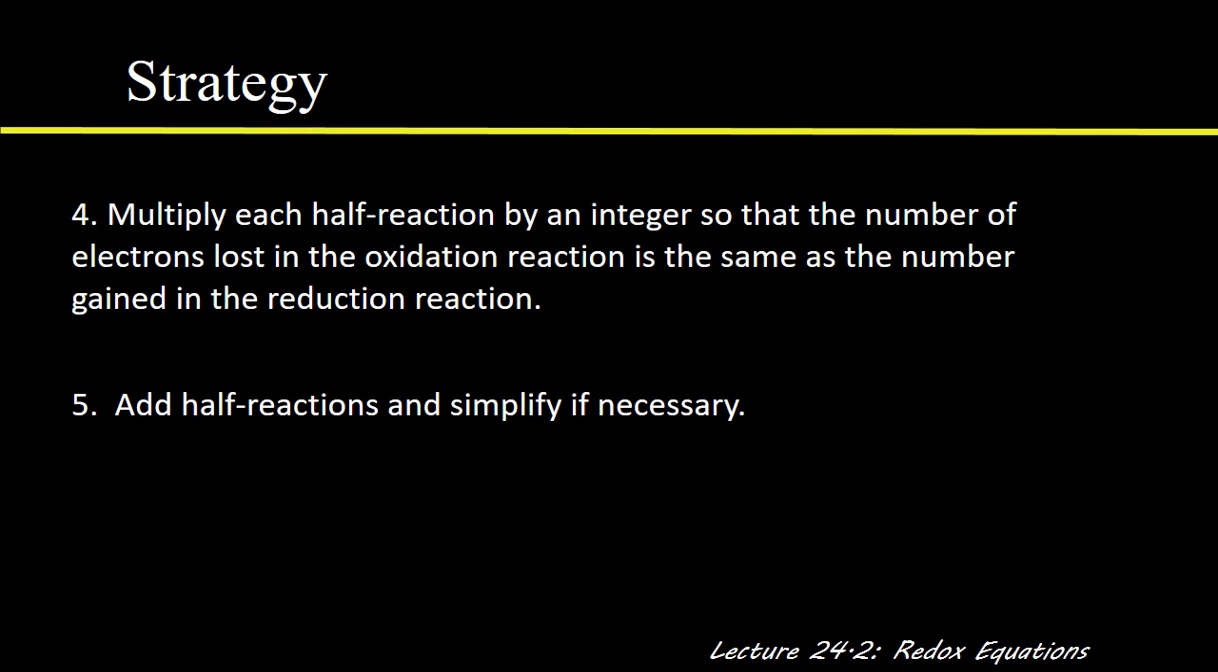Once we've balanced the half reactions, we're going to multiply each one so the number of electrons in the reduction reaction is the same as the number of electrons in the oxidation reaction.